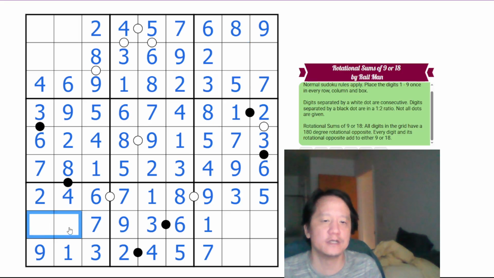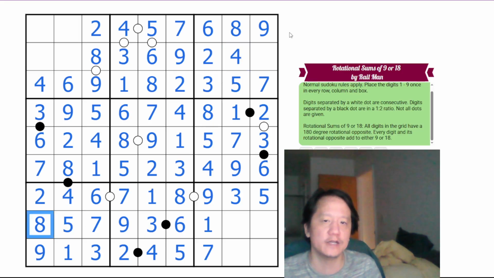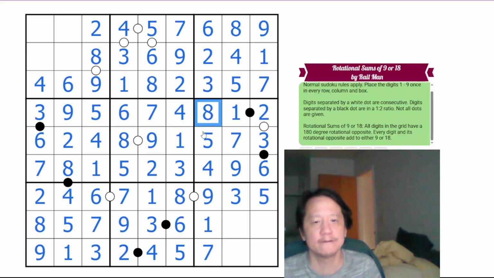Remaining digits in this lower left-hand box are 5 and 8. This can't be 8 because of 8 in the column, so this is 5, which makes that 8. 5 and 4 add up to 9. 8 and 1 add up to 9.